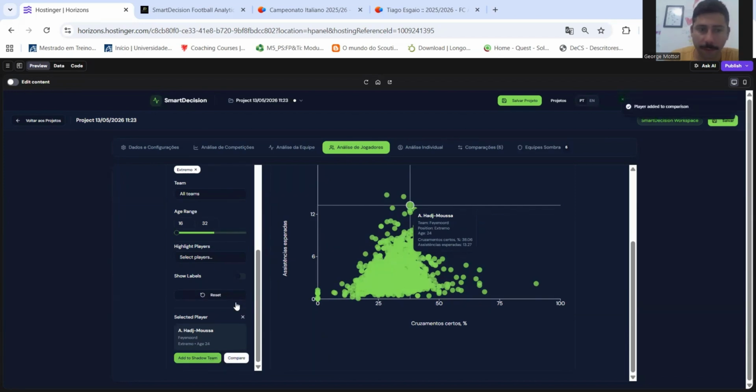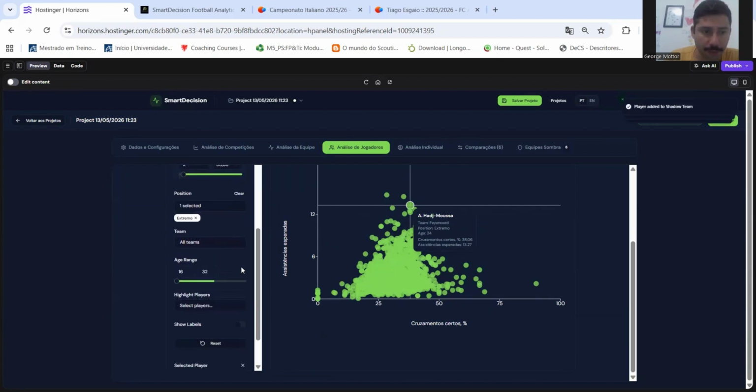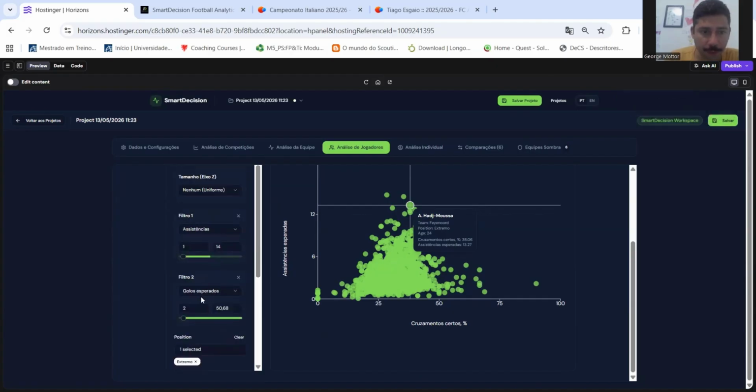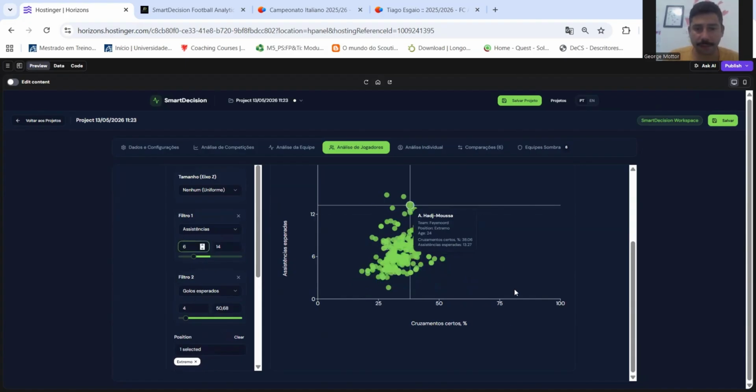And here we can still put more filters, okay? We can put them here, look. Here in the filters, right? I put at least 2 goals and 1 assist. So I'll increase it here to at least 4 assists and 4 goals. That will reduce the number of players here. So I want more assists. I want 6 assists and 4 goals. Then that already reduces the wingers even more. So I want the wingers who really give me goals, right?